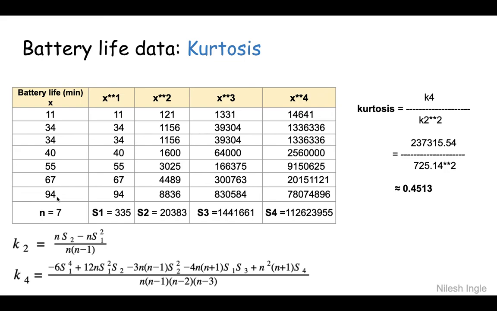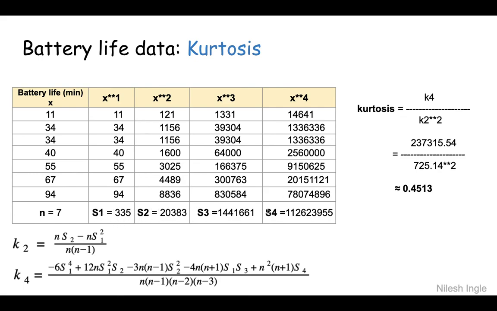Here we have the same data points, 7 data points. Now, to calculate kurtosis, what we are going to do is create 4 columns. In the first column, we exponentiate by 1, or we can say we just have that value as is here. The second one is x squared, so x to the power 2, and so 11 to the power 2 is 121, same here. And then here we have x to the power 3, x to the power 4.